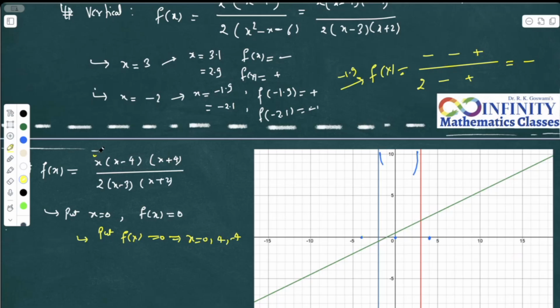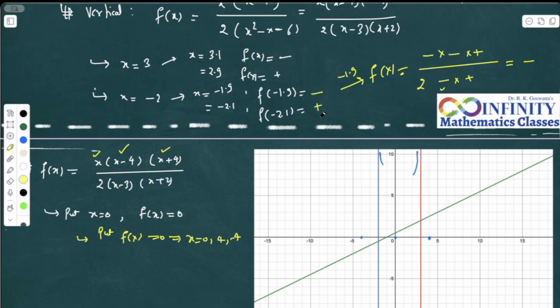X is negative. X minus 4 is negative. X plus 4 is positive. Am I right? The denominator is 2x minus 3. X minus 3 is negative. And then x plus 2 is going to be positive there because x is negative 1.9. So there are three negatives, so the value is going to be negative. So there is an error in the calculation. It should be negative. It should be positive.